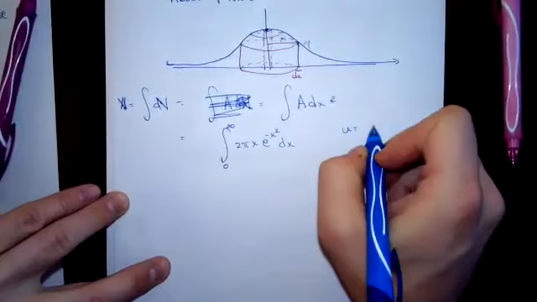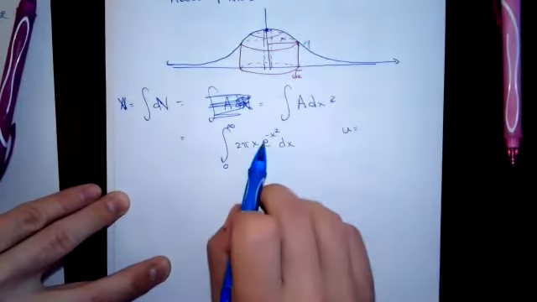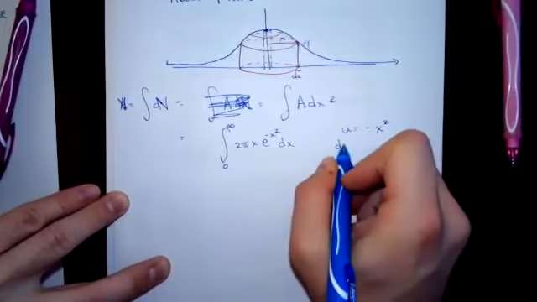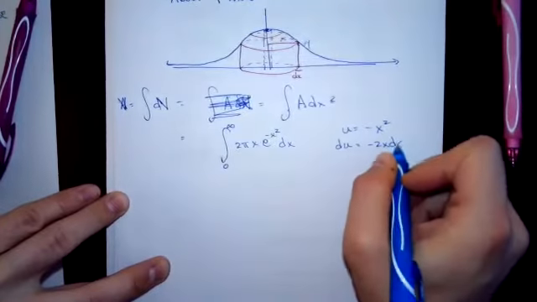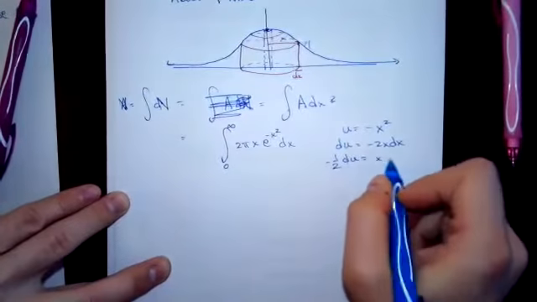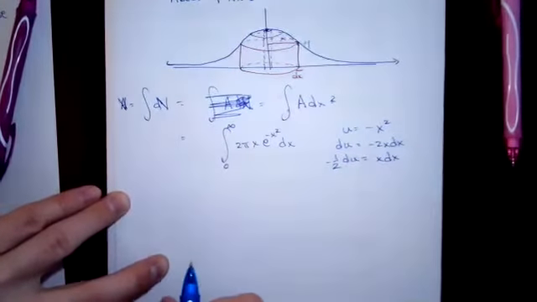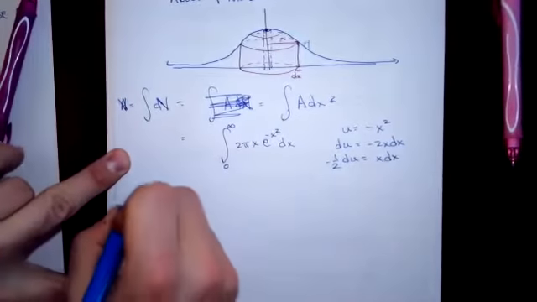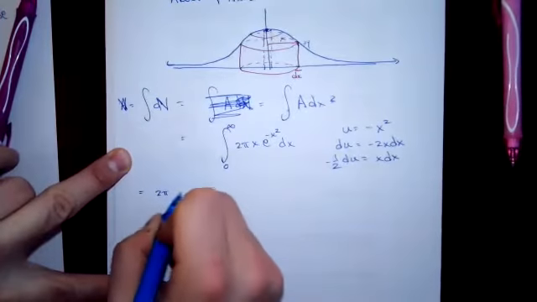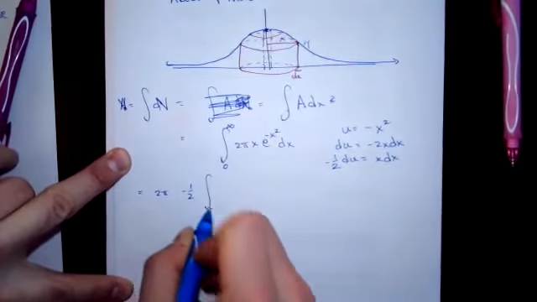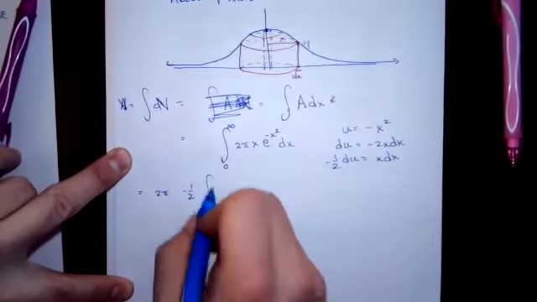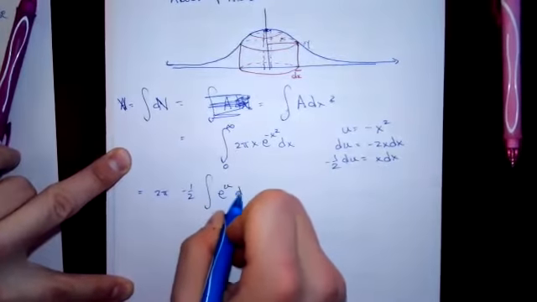So if I say u is, let's see, how do we want to deal with the minus? Let's just go ahead and put the minus in our u sub. Say minus x squared. And then our du is negative 2x dx. And so minus 1/2 du gives our x dx. And then we can integrate this guy. Let's pull out the 2 pi. We will have times a negative 1/2. And then we will have x dx is our du, and then our e to the u du.